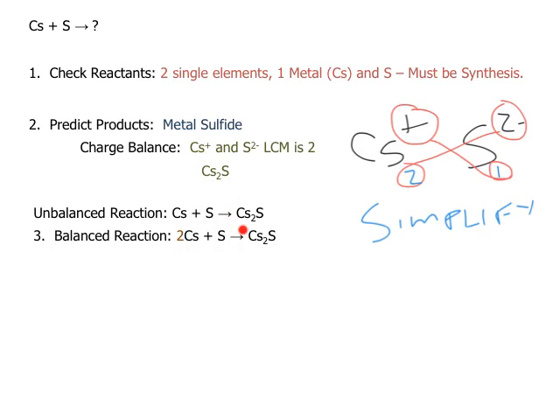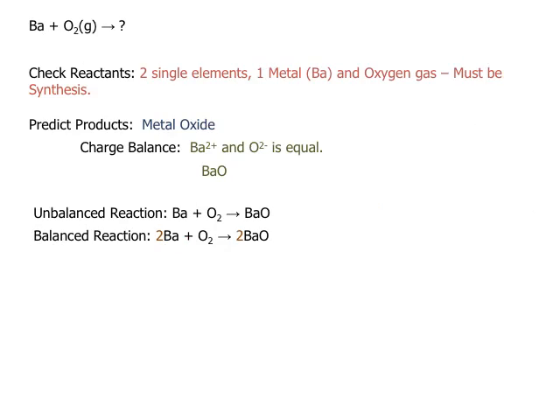Tack it on the other side of the yield arrow, and then look for anything that's not balanced. I've got 2 cesiums, so I've got to come over here and put a coefficient of 2 on this, and there we go. Done and done. Let's look at another one.